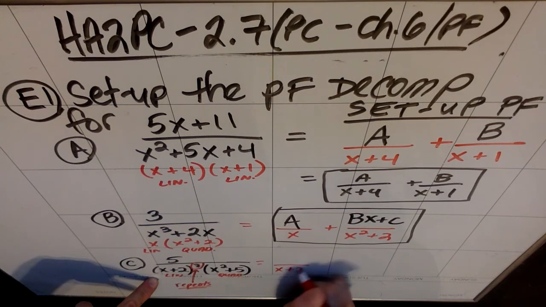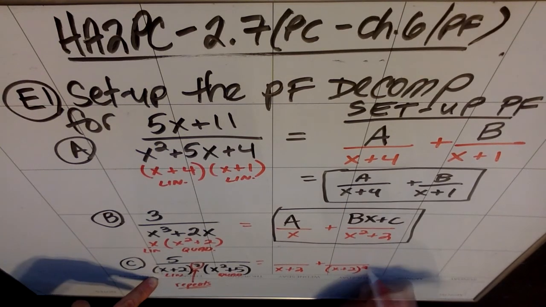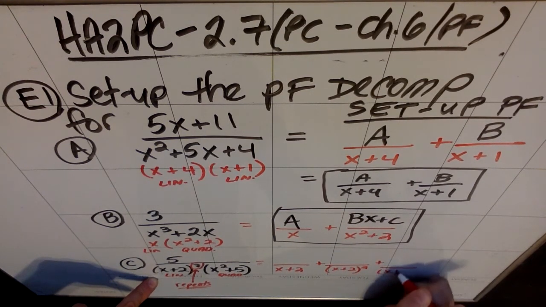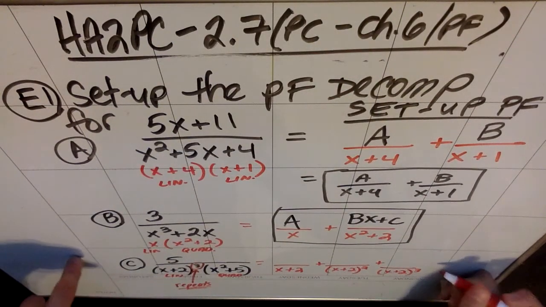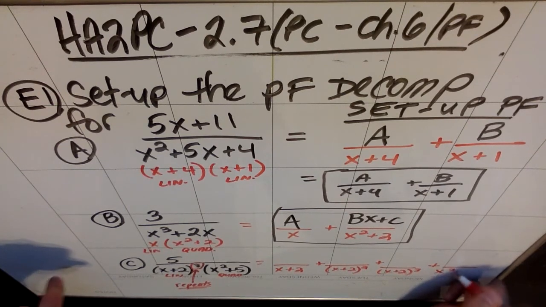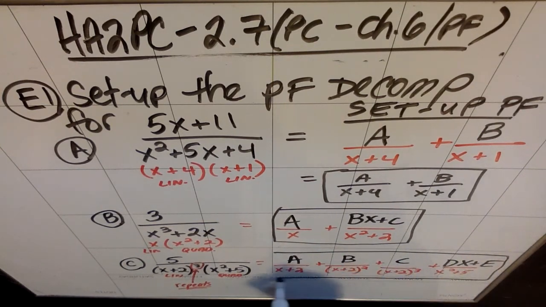So x plus 2 to the first is going to get a fraction, plus x plus 2 quantity to the second is going to get a fraction, plus x plus 2 quantity to the third is going to get a fraction. All of those take care of my x plus 2 to the third. And then my last fraction is that x squared plus 5, which is going to get a fraction. For all three of the linear ones, I'm going to use an A for a constant, a B for a constant, and a C for a constant. And then x squared plus 5, as we've seen before, is quadratic, so I'm going to use Dx plus E.